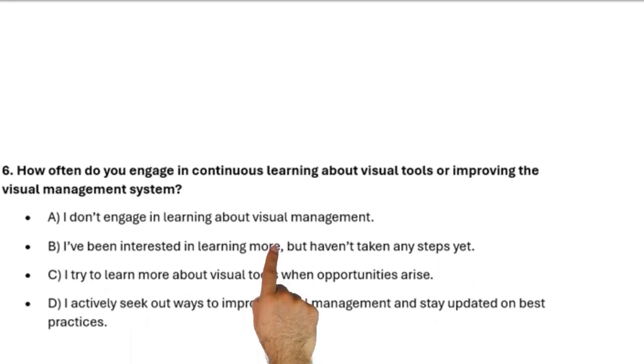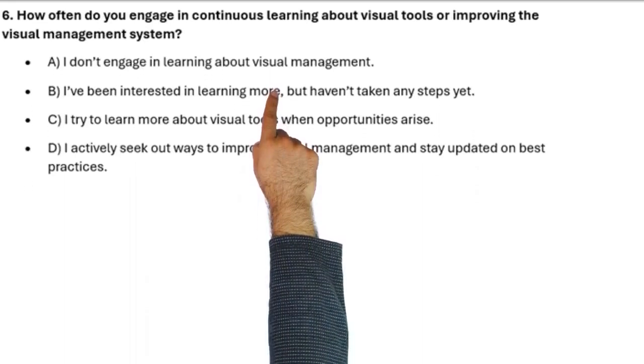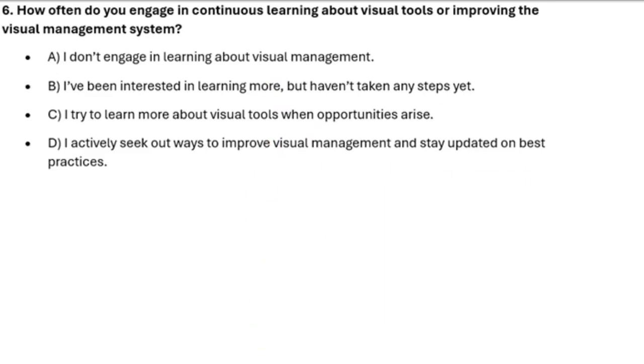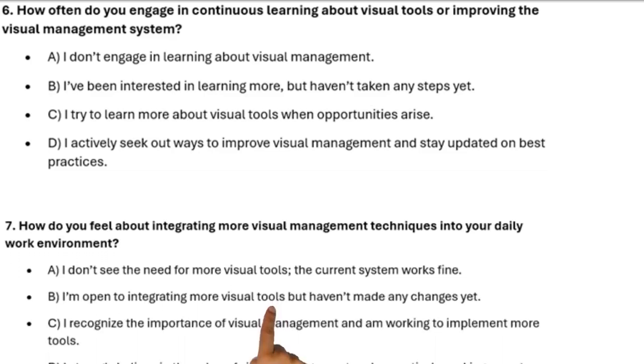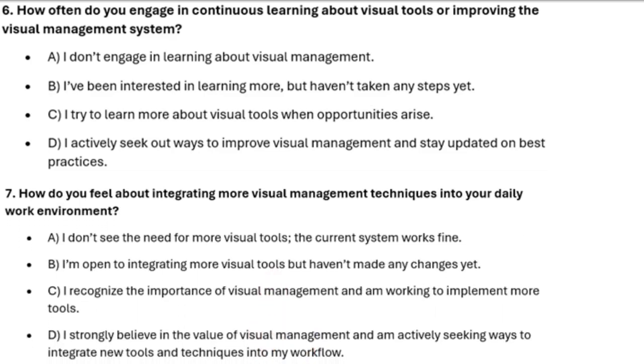6. How often do you engage in continuous learning about visual tools or improving the visual management system? A. I don't engage in learning about visual management. B. I've been interested in learning more, but haven't taken any steps yet. C. I try to learn more about visual tools when opportunities arise. D. I actively seek out ways to improve visual management and stay updated on best practices.